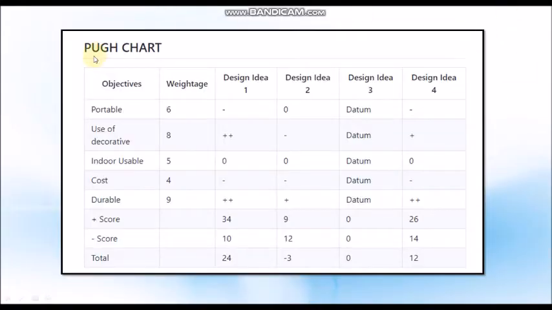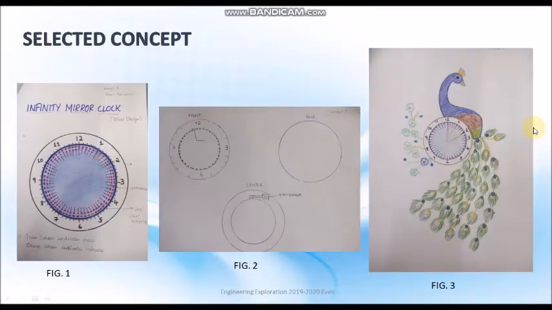Among the generated concepts, we have to choose the best alternative based on the Pugh chart. We created a Pugh chart and chose concept 1 as the best alternative. Figure 1 shows the basic model of our project where the LED lights are placed on the circumference of the mirror.